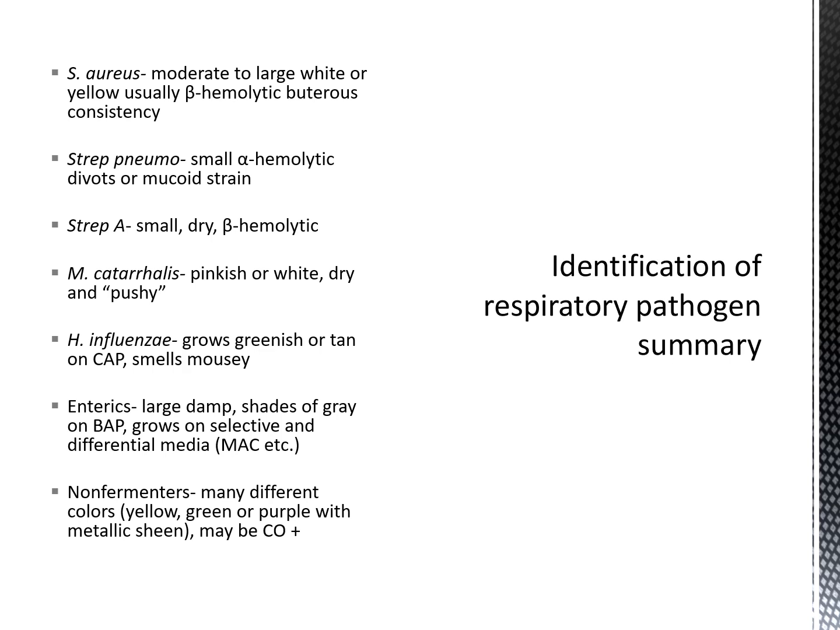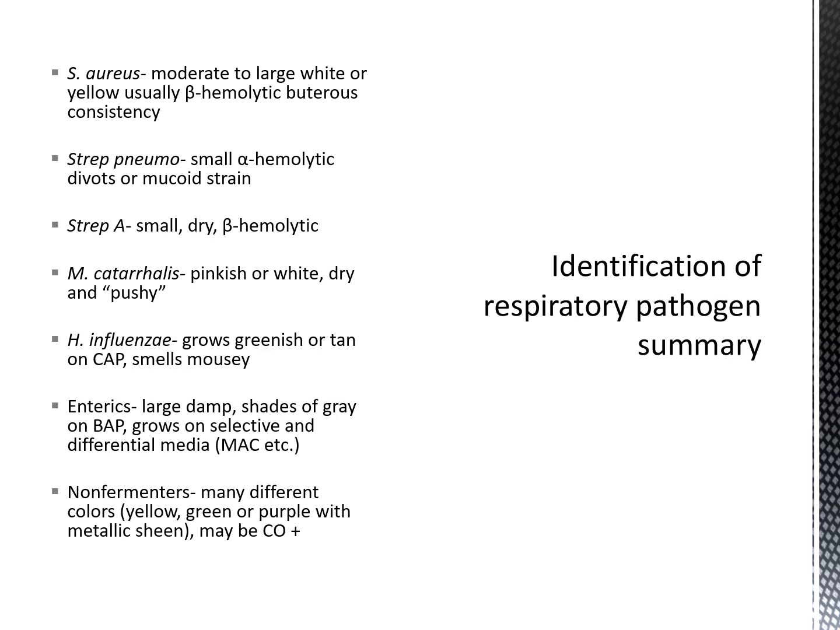Strep pneumo, you're looking for small alpha hemolytic divots or penny edge colonies, or you could find a mucoid strain of strep pneumo. We identify strep pneumo with a catalase and an optochin test or bile solubility. Strep A or Strep pyogenes is a small, dry, beta hemolytic colony that can be screened for using bacitracin and SXT, but the best way to identify Strep A is by serotyping.